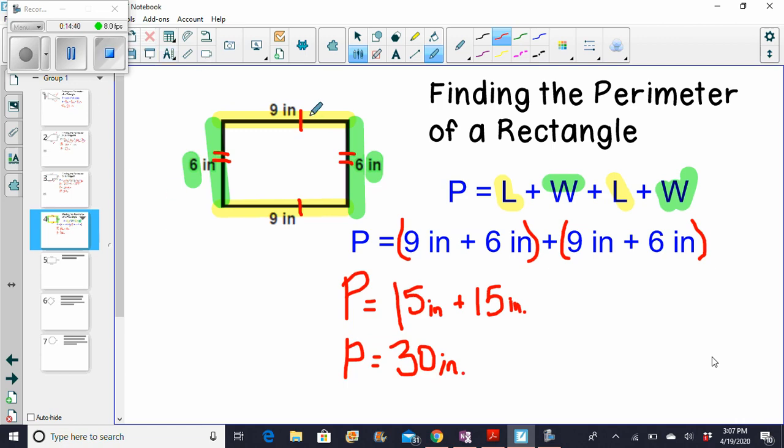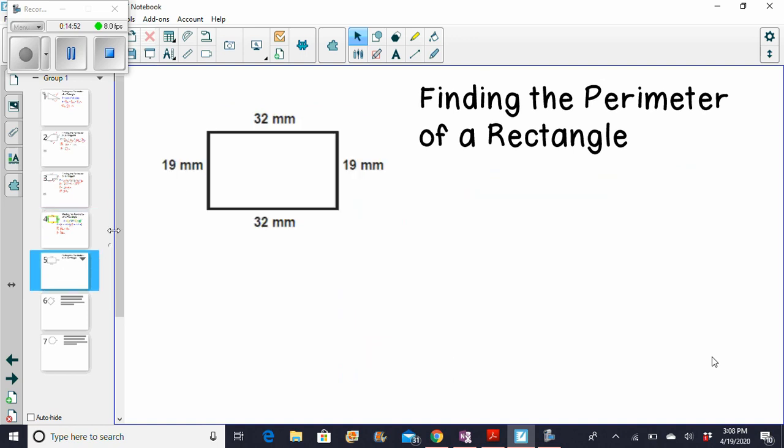Okay, let's try another one together. And I'm going to show you another way to write out the formula to make it maybe even a little bit faster for yourself. So again, have your paper out. I want you to go ahead and draw this rectangle for yourself. Draw yourself a rectangle and label it. Our lengths are going to be 32, and the mm means millimeters, and our widths are going to be 19 millimeters. These are very small measurements.